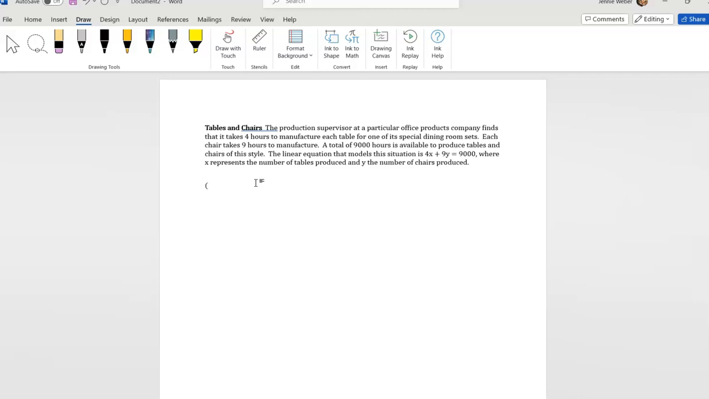So if I produce, let's see here, what did it say x was? I'm going to write this down as tables and chairs. I find that helps me a lot. You can see x represents the number of tables right here. I find that it really helps me to have a visual of that. A lot of times I will write down somewhere what's going on.